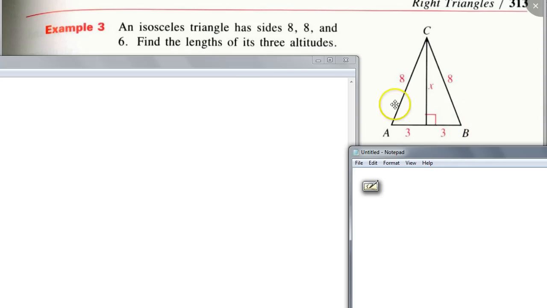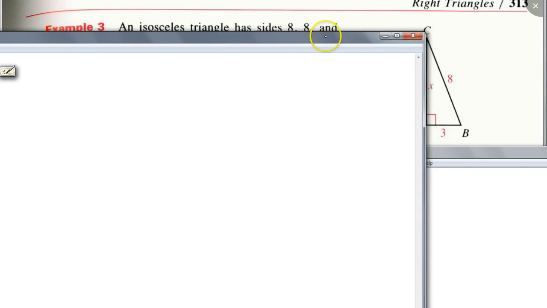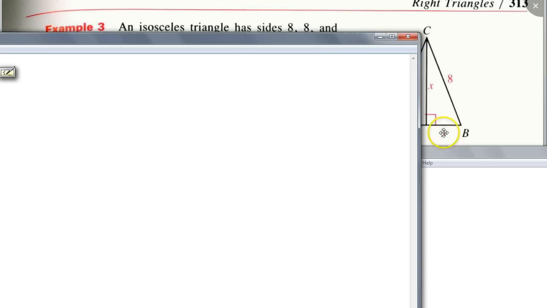Let me give you a hint. Look at this right triangle, okay? If you have a right triangle, and this is 8, this is 3, do you know how to find the third side? Yeah, you do. If you have a right triangle and you know 2 of the sides, you could always figure out the third side using the Pythagorean theorem, right? Don't think too hard.